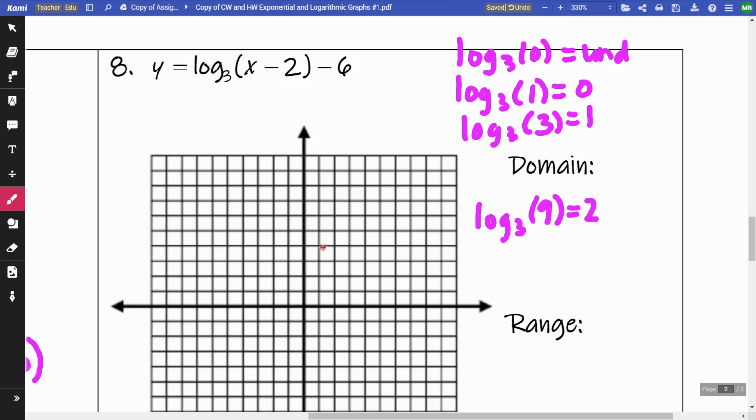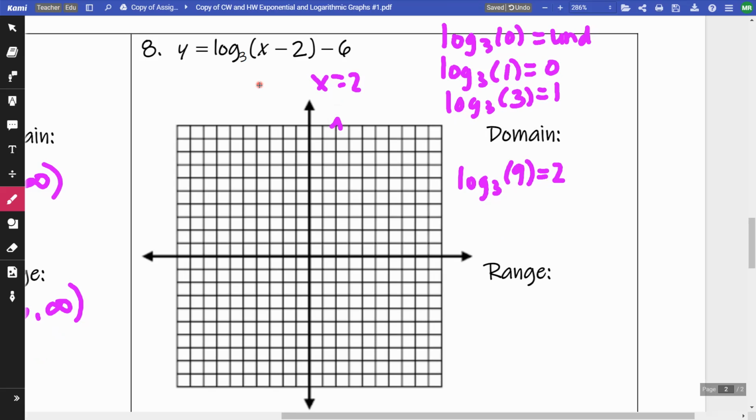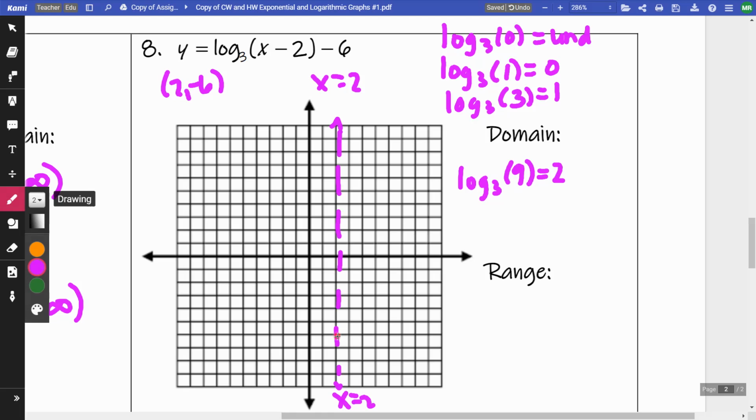So on this, I'm looking at what makes this x minus 2 equal 0. That's going to be x equals 2. That's going to be my vertical asymptote. And then 2 comma -6 is how I'm moving. So if I go 2 and down 6, 1, 2, 3, 4, 5, 6, right here, this is where I'm going to be going out 1 and 3 and 9.